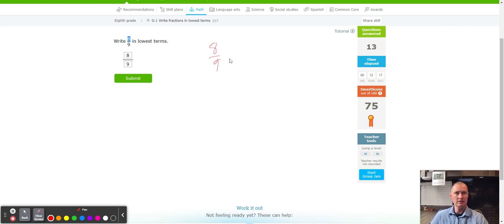So we've got 8 over 9. The dividing factors of 8 are 1, 2, 4, and 8. And the dividing factors of 9 are 1, 3, and 9. Notice that the 1s are the only thing matching here, and that's why it's already in simplest form.